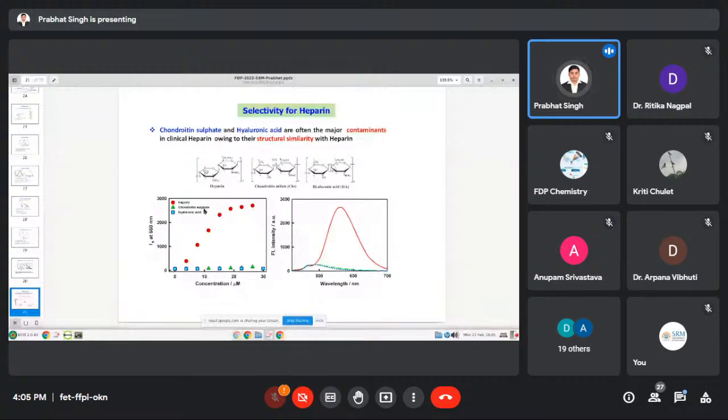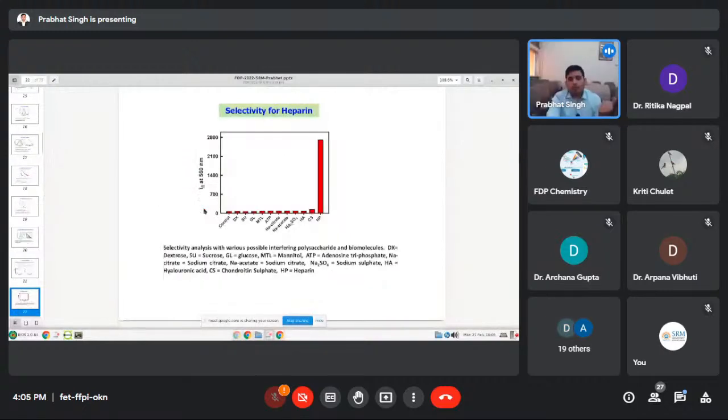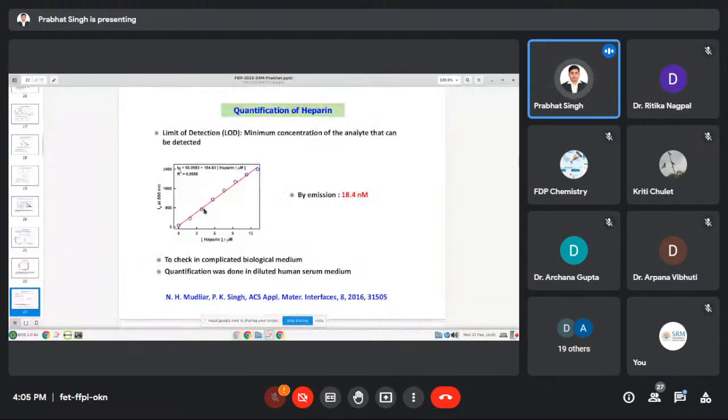Then we also tested various other analytes because that is part of the protocol. You have to show many other analytes, and we saw that the maximum response that we could achieve was for heparin. These are the things you have to evaluate and tell when you're talking about a sensor.